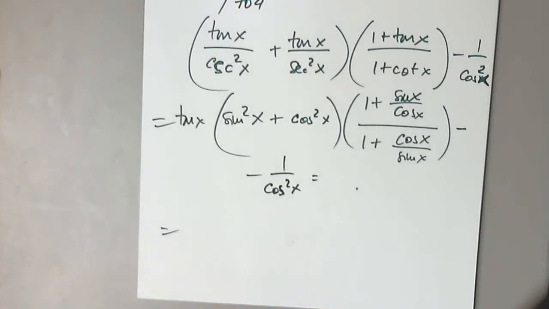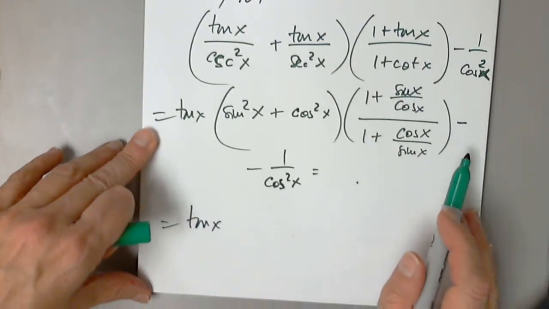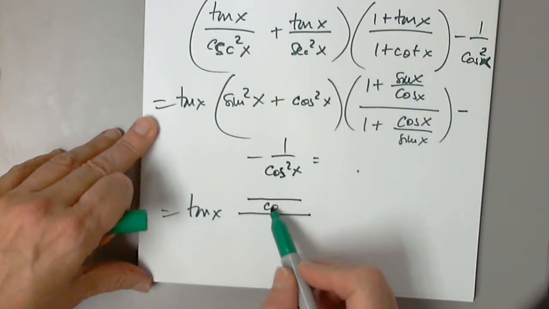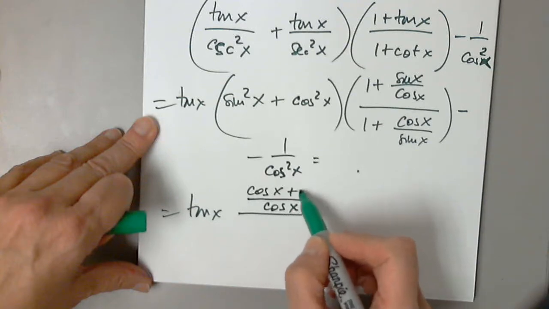I know what sine squared plus cosine squared is. That's our first fundamental trig identity. What is it? Gone. So then we have tangent x. And now let's see what this is. So the numerator has denominator cosine, least common denominator, and the top is cosine x plus sine x.